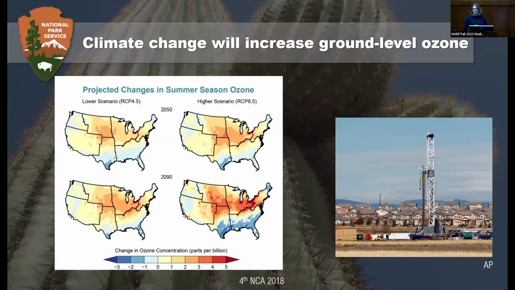This is particularly urgent because climate change will increase ground level ozone across the US. This figure on the left is a figure for the National Climate Assessment. In the lower scenario, where we have moderate emissions and moderate temperature increases, we'll see increases in summertime ozone. If emissions and temperatures increase at a higher rate, we'll see higher concentrations of ozone across the country. It's particularly urgent because, as we can see from this picture from Colorado, oil and gas and urban development are both continuing in the American West, where W126 concentrations are already high.